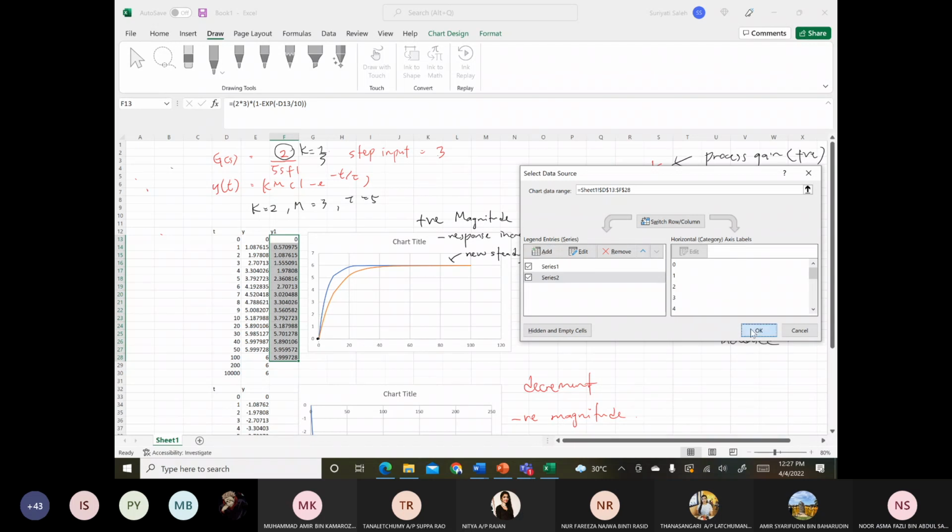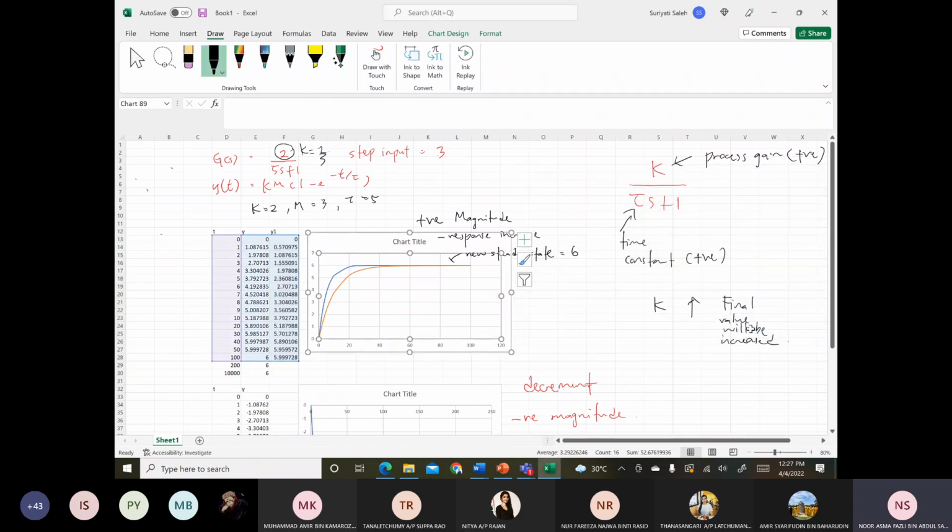All right. So in this case, you can see there are two types of graph. The first one is the blue one. The blue one here represents tau equal to 5. And the orange one is tau equal to 10. So when I increase the tau value, what happened to our response? It becomes slower. Tau increase, response becomes slower.